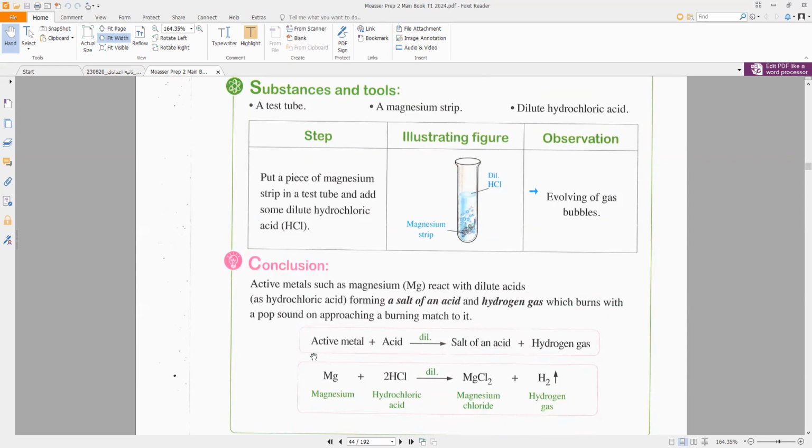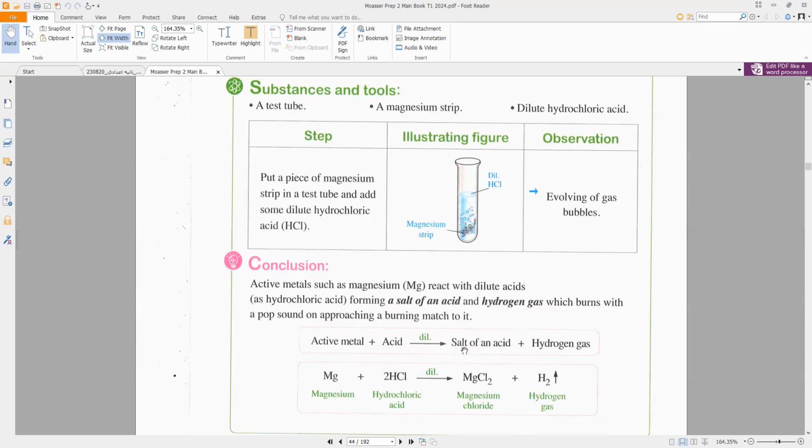And we write the chemical equation like this: magnesium Mg, plus hydrochloric acid HCl, to. On the arrow, we write dilute because the acid is diluted. Water is added to it, not concentrated. What is the product? The product is a salt of the acid.